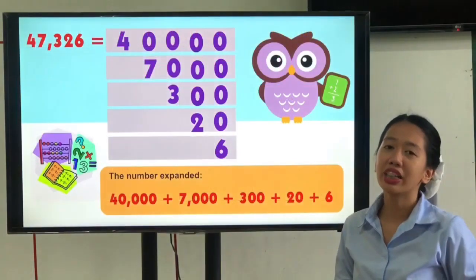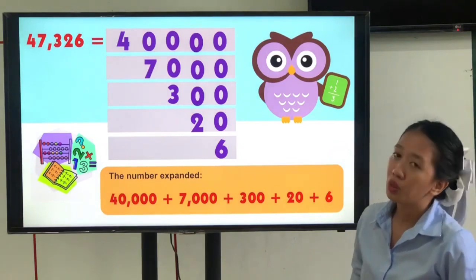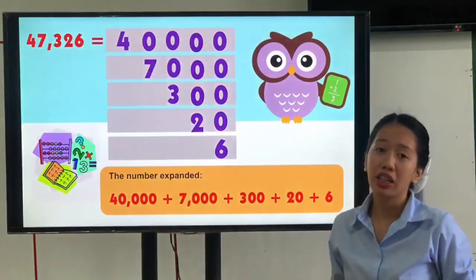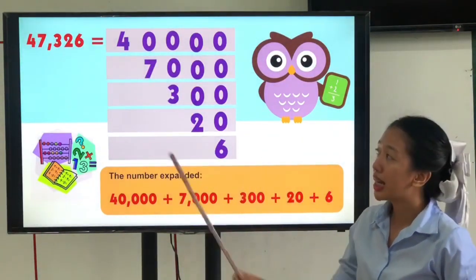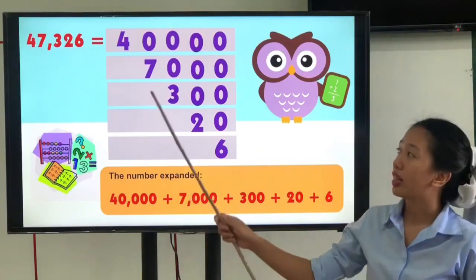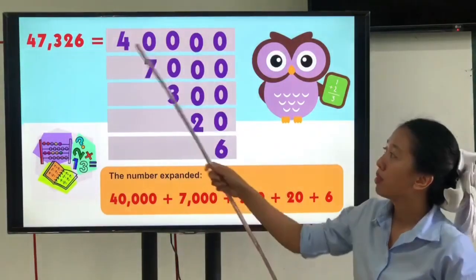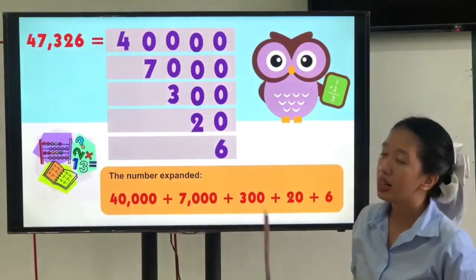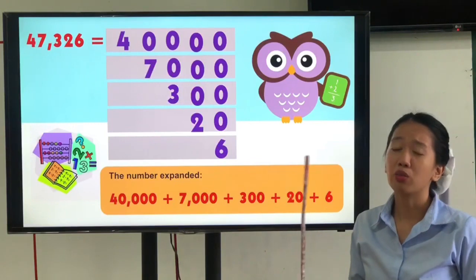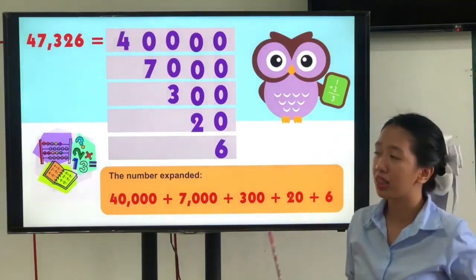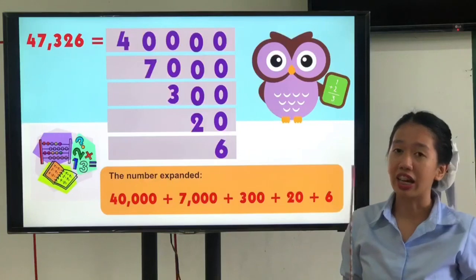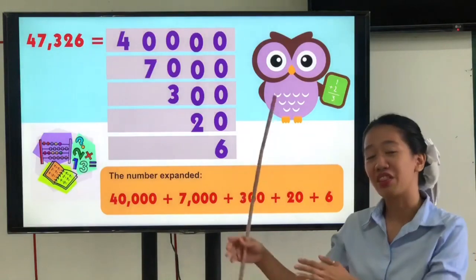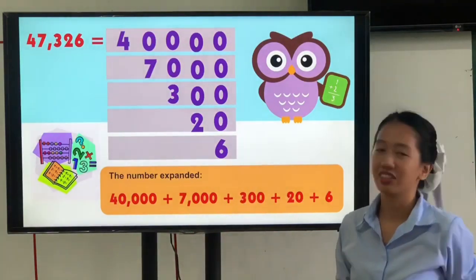For the summary of this lesson, the process of expanding numbers: first we need to know our number, and then we identify the place value, and then we expand it from our place value, and we will have our number expanded. Remember, when we identify place value, we start from our right to left. And when writing, we start from our left to right.